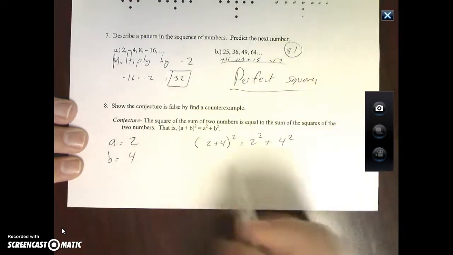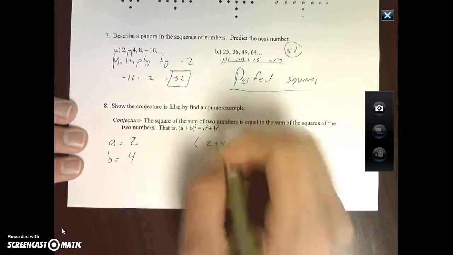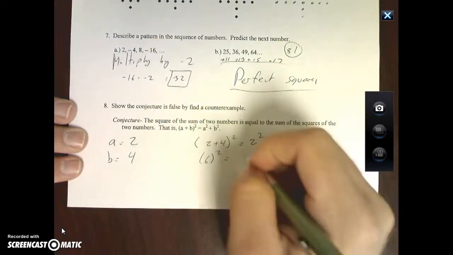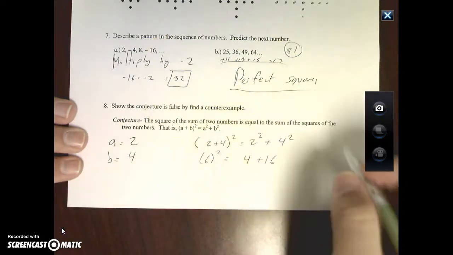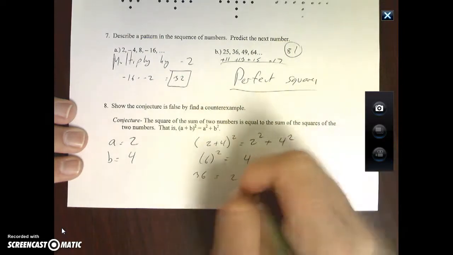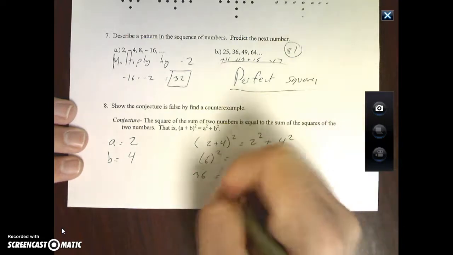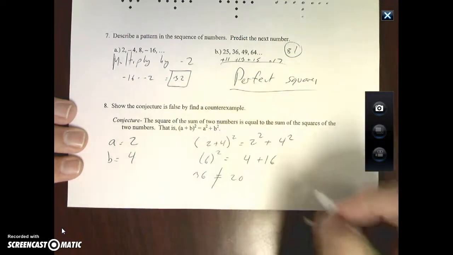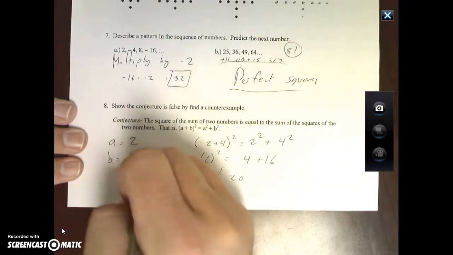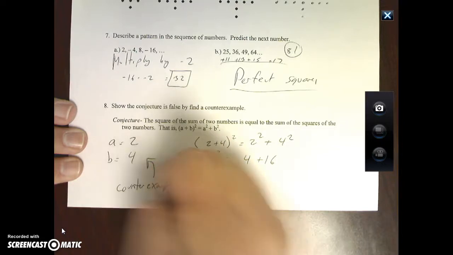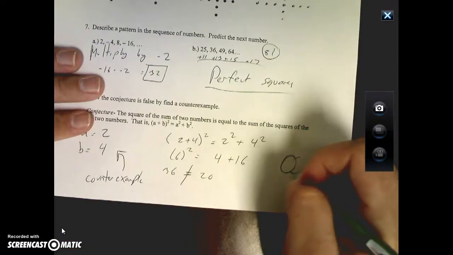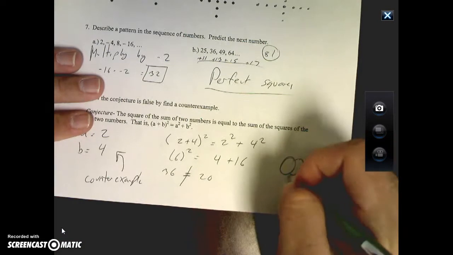And now I'm going to solve each side. Don't forget your rules of operations. 2 plus 4 is 6 squared. On the right side, 2 squared is 4 plus 4 squared is 16. 6 squared gives me 36. 4 plus 16 is 20. Does 36 equal 20? No. That's a slash through my equal sign. Here are your counterexamples. Okay? So, as you're doing that, just keep trying different things out.